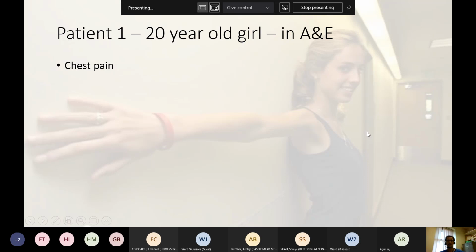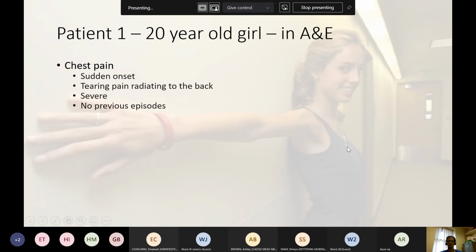So with an acute coronary syndrome, you get gradual onset of pain. It fairly rapidly crescendos, but you're talking over a minute or two. With aortic dissection, you get very sudden onset tearing chest pain radiating to the back, assuming your patient has read the textbook. So you want sudden onset tearing pain radiating to the back, which is severe. And generally, you might have some herald symptoms, but you don't generally get previous episodes.